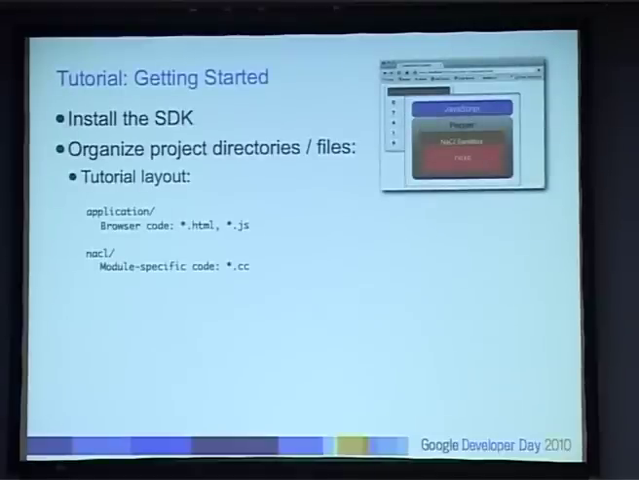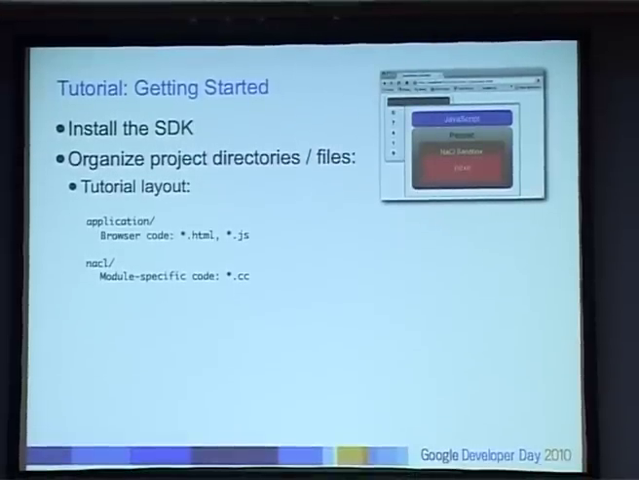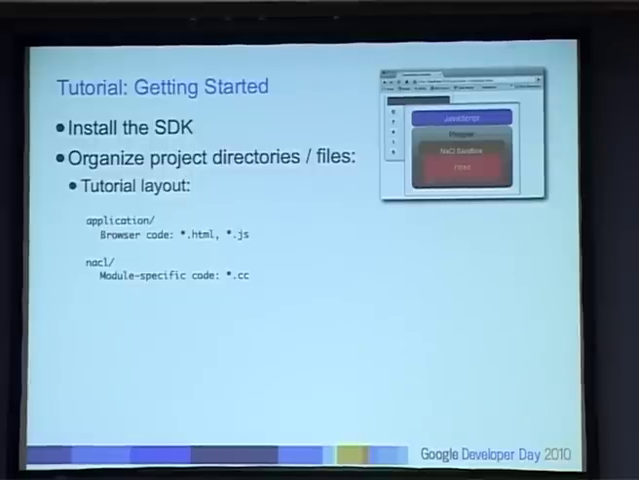So the way we like to organize applications is that there are two basic parts. There's the application itself, which has all the markup and the JavaScript and CSS and so on. And then there's the NACL specific code, which is the C and C++.